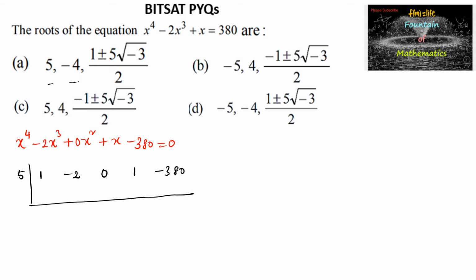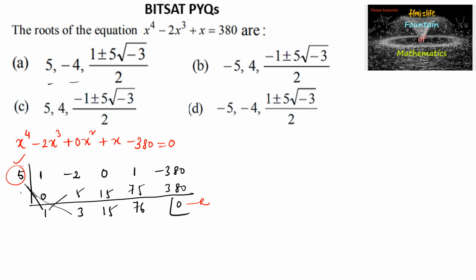Then start with 0. 5 into 0, 1 plus 0 is 1, 5 ones are 5, and again minus 2 plus 5 is 3, 5 into 3 is 15, 0 plus 15 is 15, and 15 fives are 75. So 75 plus 1 is 76, 76 times 5 you will be getting 380, so the remainder is 0. So we can say x is equal to 5 is a root.